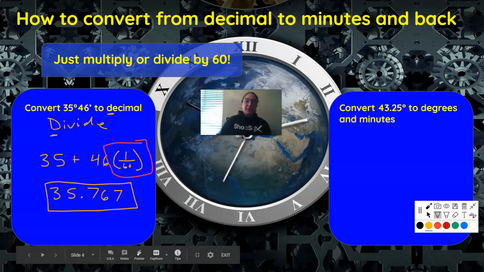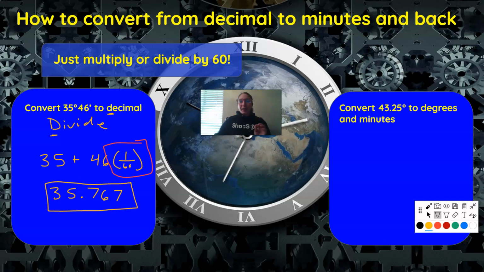Okay, so now what about going the other way? Well, you guessed it. Well, if we divided here, we're going to multiply here. So the D and M work out. Now, if I'm converting to minutes, I multiply. So when you're converting to minutes, you multiply. So convert to minutes, multiply, convert to decimal, divide. D and D go together, M and M go together. That's what's really nice.